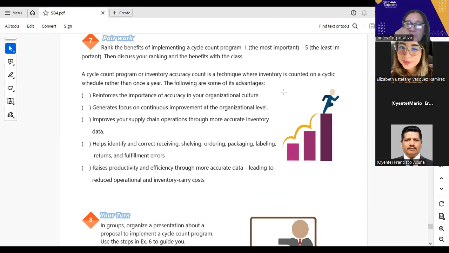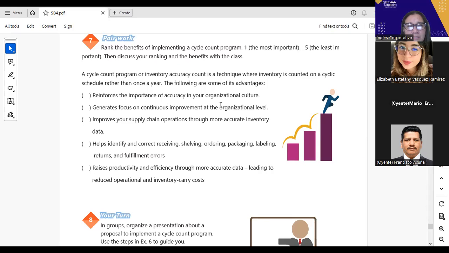All right, rank the benefits of implementing a cycle count program. One, the most important, five, the least important. Then discuss your ranking and benefits with the class. So a cycle count program or inventory accuracy count is a technique where inventory is counted on a cycle schedule rather than once a year. So the following are some of its advantages.